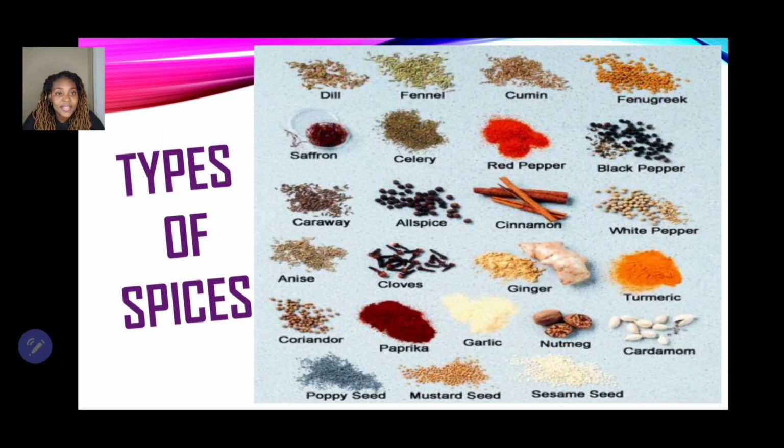So we have the dill seed there, we have fennel, we have cumin, we have saffron, celery, red pepper, black pepper, good, caraway, allspice, cinnamon, white pepper, anise, clove, ginger, turmeric, coriander, paprika, garlic, nutmeg, poppy seed, mustard seed, and also sesame seed, just to name a few, right? So these are examples of spices. Now let us look in detail at some food items that these spices are used on.